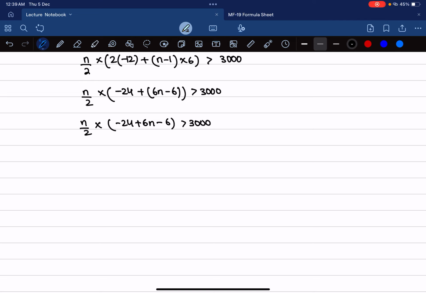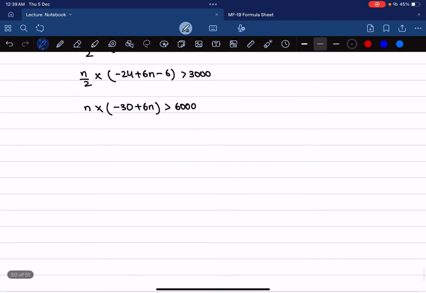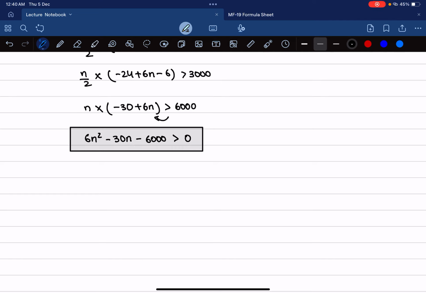Now in the next step, the 2 is being divided on this side, so we will multiply it on the other side. So this turns out to be n multiplied by, inside the bracket, minus 24 minus 6. This turns out to be minus 30 plus 6n, and since we multiplied by 2 on the other side, this turns out to be 6000. Then in the next step we will open the bracket. So this turns out to be 6n square minus 30n, and I will shift 6000 to this side of the inequality, which gives minus 6000 greater than 0.